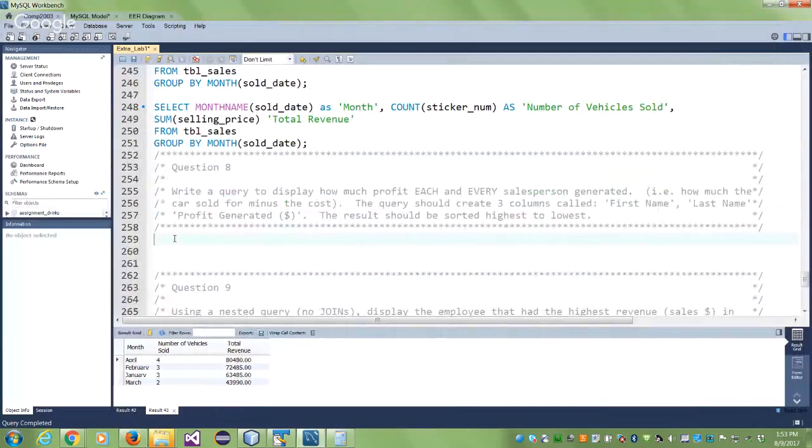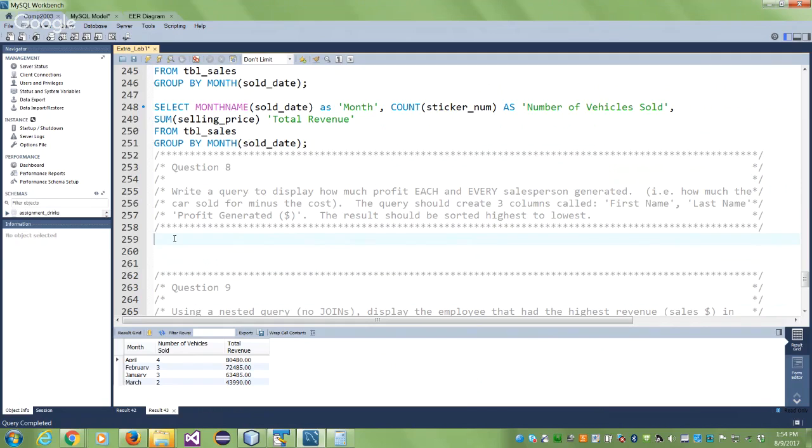It says write a query to display how much profit each and every salesperson generated. That is how much the car sold for minus the cost. The query should create 3 columns called first name, last name, and profit generated. The result should be sorted highest to lowest. So each and every, the total of it. Okay, so we need a group by again, right? So it's saying what was the total profit for each employee?